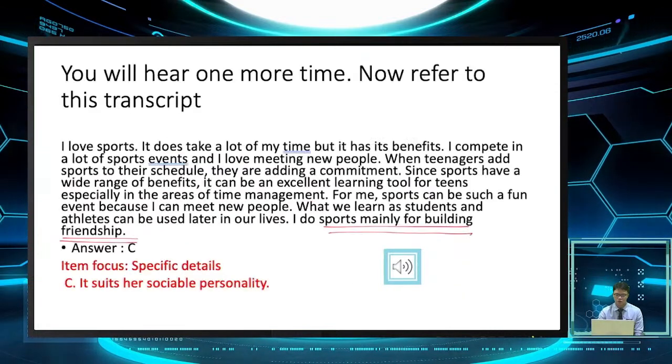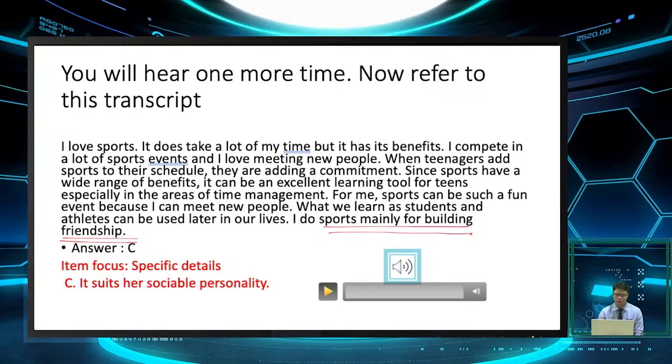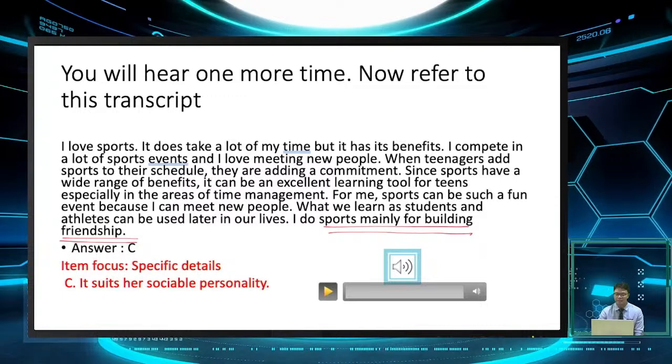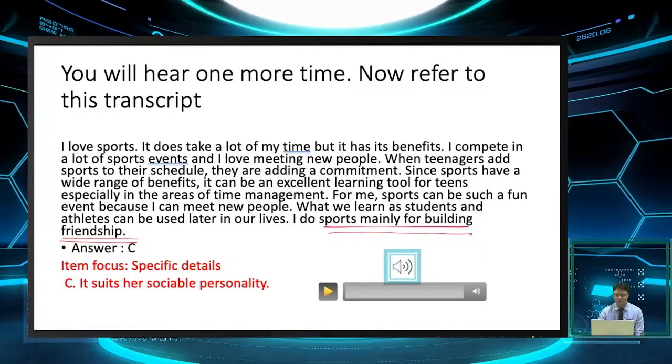Okay, you are going to listen to the audio again. Now this time by referring to the transcript, you will find the main idea or specific details.